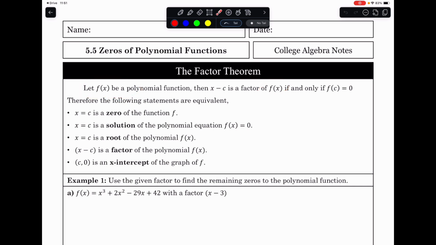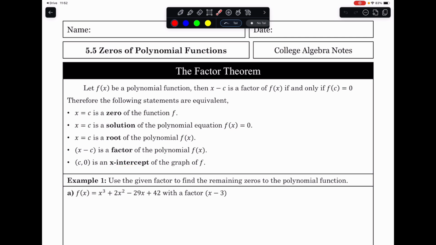Because of that statement, the following statements are also going to be true given that x minus c is a factor to the polynomial. The first one would be that x equals c is a 0, x equals c is a solution, or we can refer to that x equals c is a root to the equation f of x equals 0, or to the function f. We can also note that in terms of a graph, the coordinate c, 0 is going to be an x-intercept to the graph of the function f.